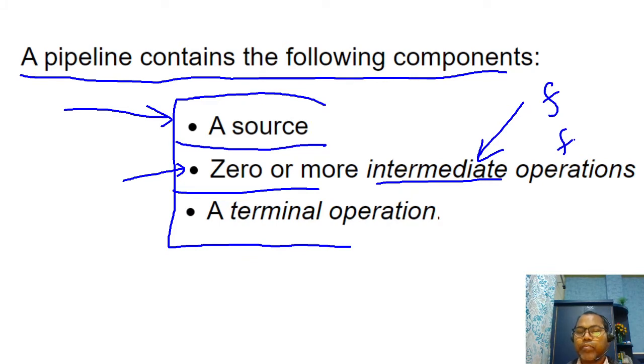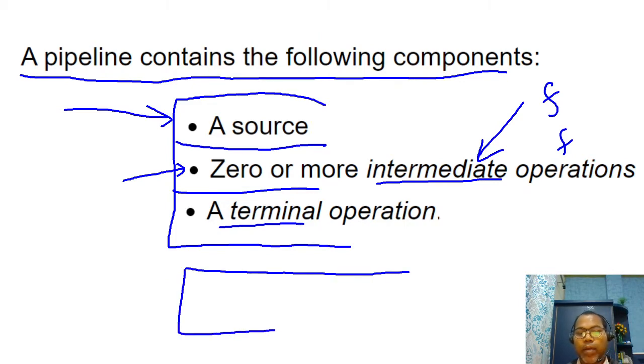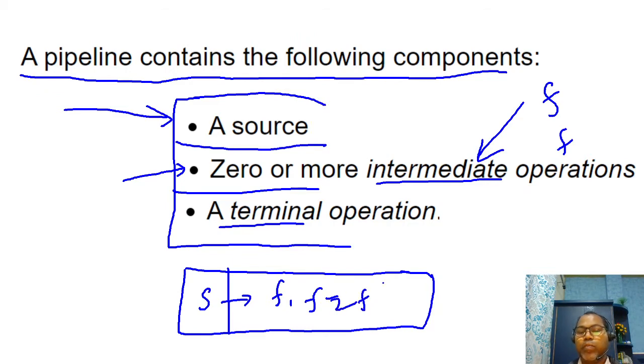And the last one is the terminal operation. So here is what the pipeline looks like. In a pipeline, your first element is the source of data, then the next set of functions, function 1, function 2, function 3, are your intermediate operations. The last one, maybe a function, is your terminal operation.